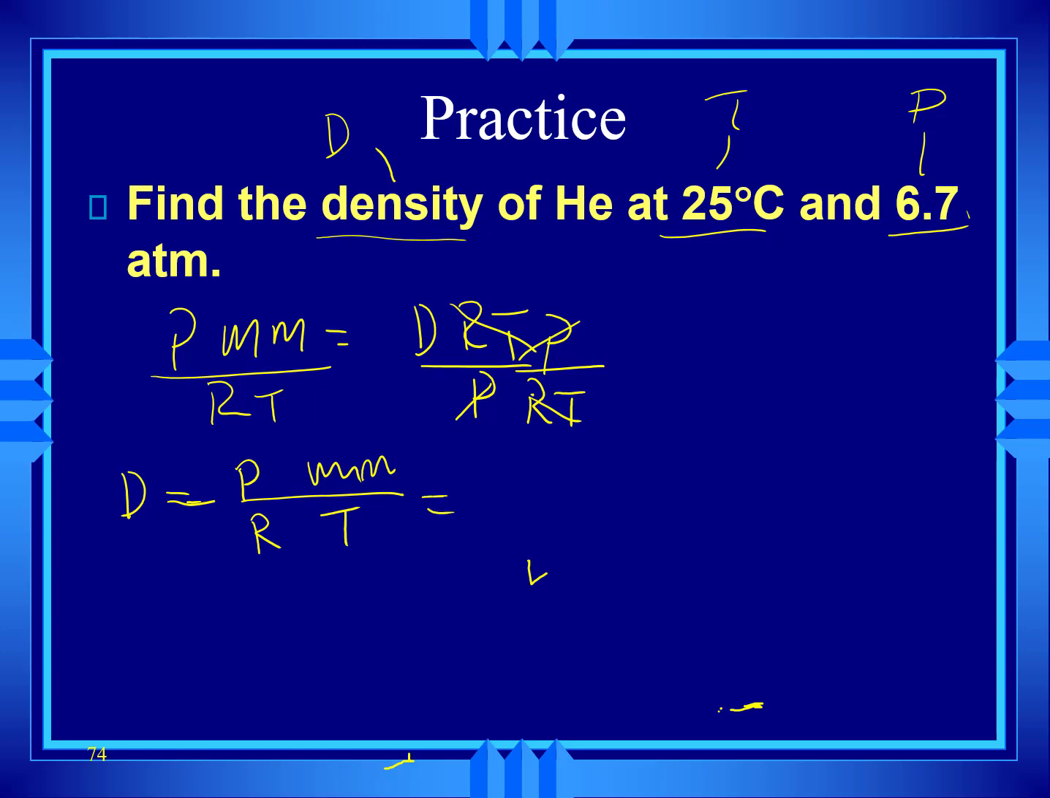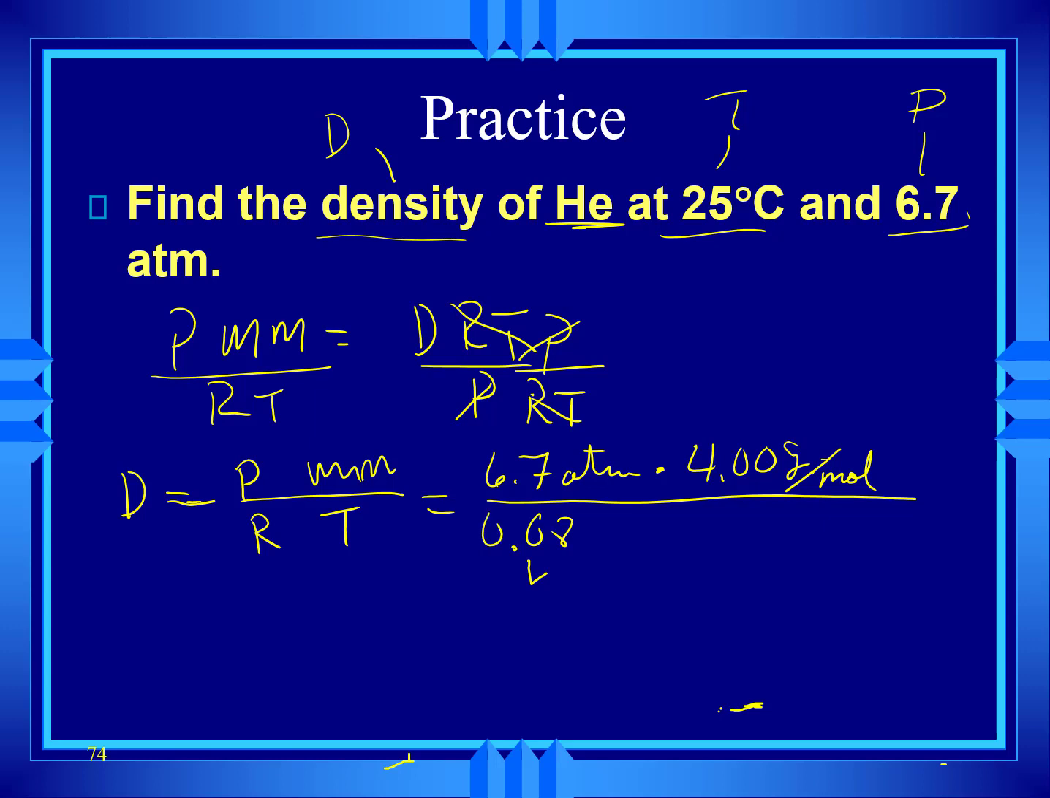So the pressure was 6.7 atmospheres, times the molar mass. The molar mass of helium off the periodic table is 4.00 grams per mole. R, I want the R with liters in it, so that's 0.0821 liter atmosphere over mole Kelvin. And the temperature was 25 degrees Celsius, which is 298 K.